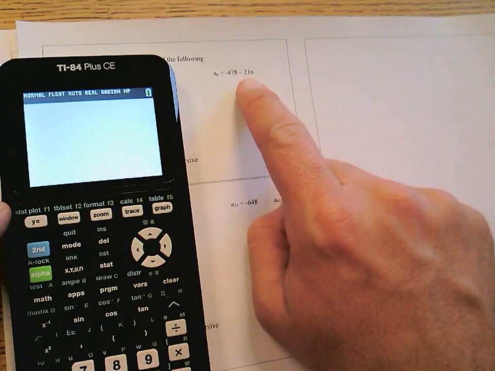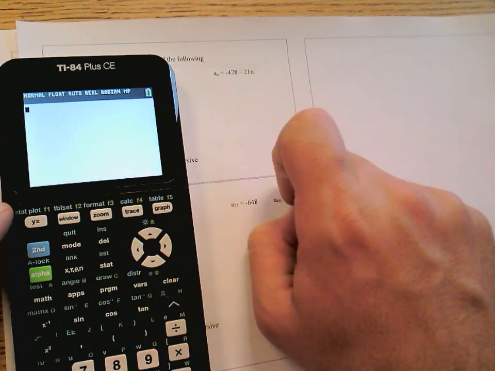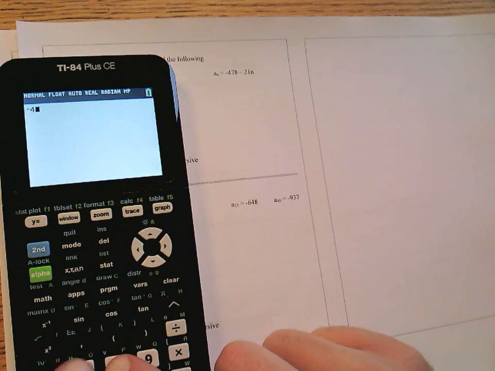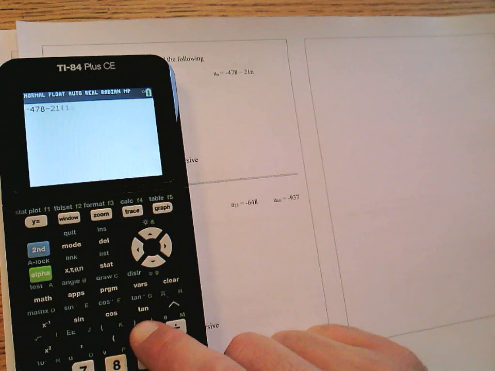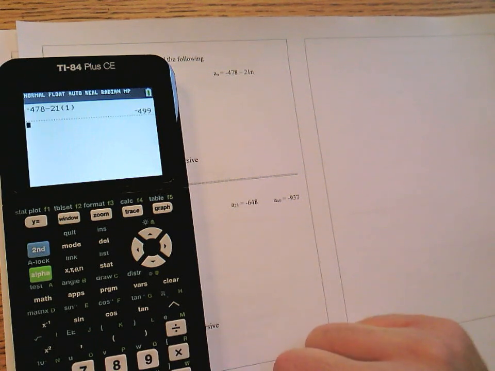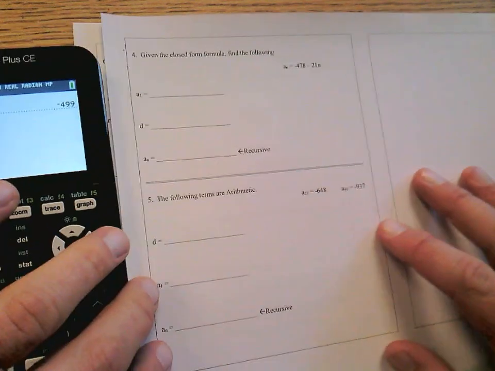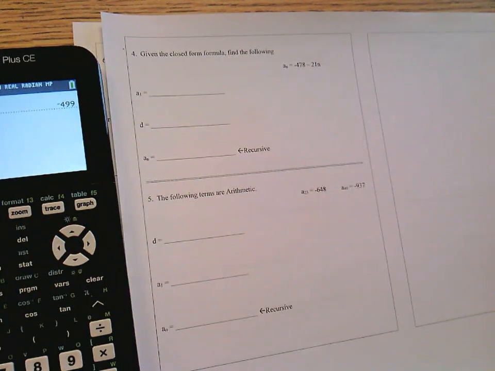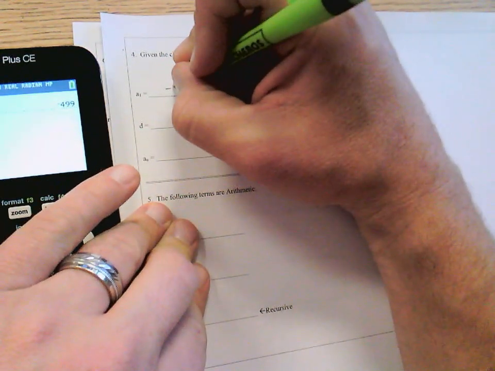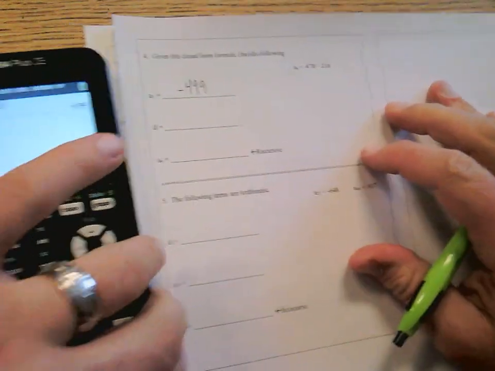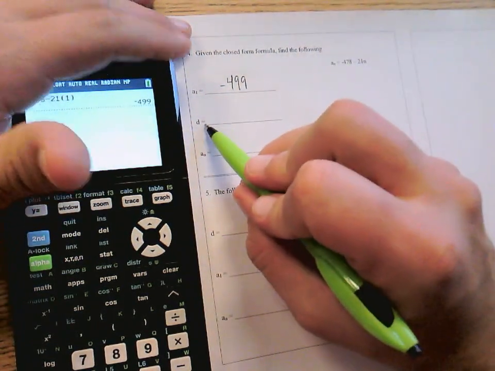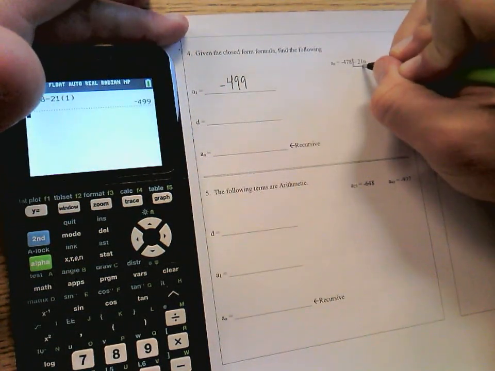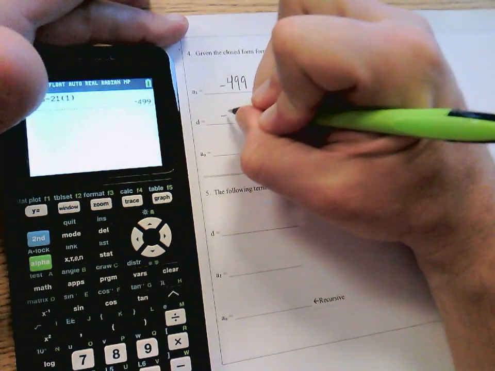I'm going to find my first term. Guys, watch how I find my first term right here. Negative 478 minus 21 parenthesis 1. Enter. Negative 499. That's my first term. Most of you guys are getting this right, but I'm going to go through it as if you're not. Common difference is always the number that's attached to the n. So that's negative 21, because that's a minus 21.